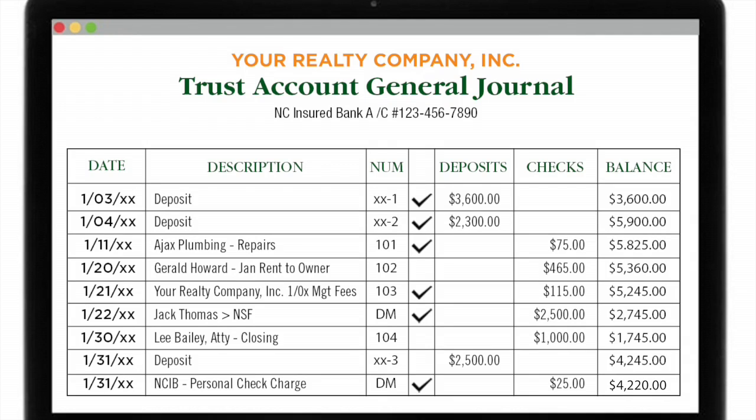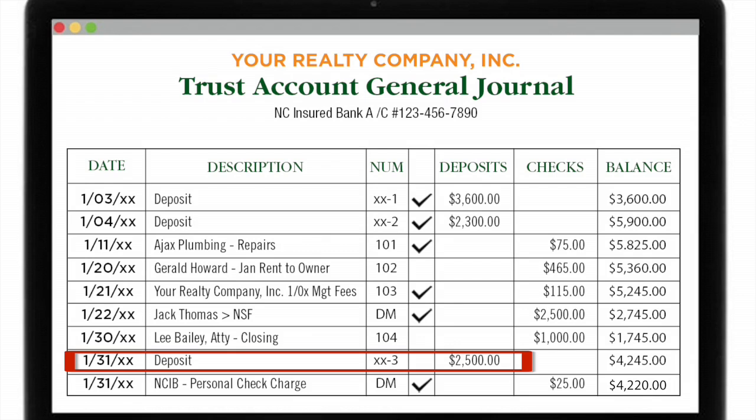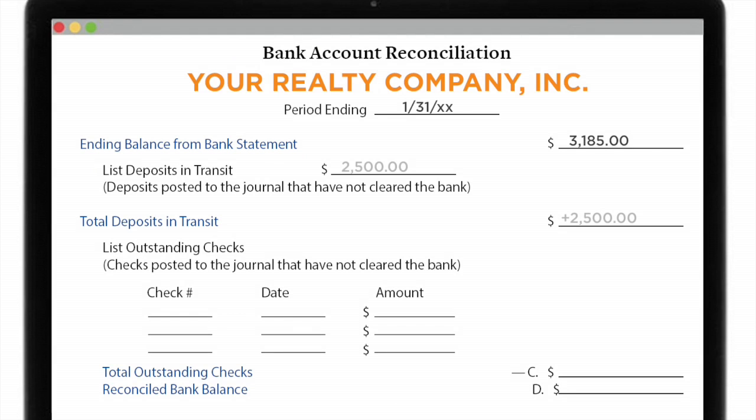Deposits in transit are deposits that have been recorded on the Trust Account General Journal, but they have not cleared on the bank statement. In examining the Trust Account General Journal, you can see that the January 31st deposit in the amount of $2,500 has not been checked off as cleared. So, enter that deposit in transit on your bank reconciliation.